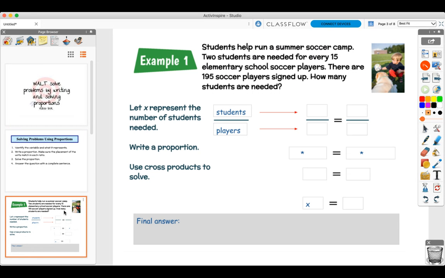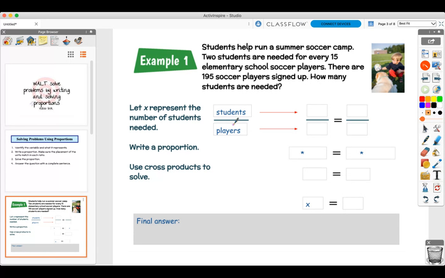So let's do example 1. Students help run a summer soccer camp. 2 students are needed for every 15 elementary school soccer players. There are 195 soccer players signed up. How many students are needed?